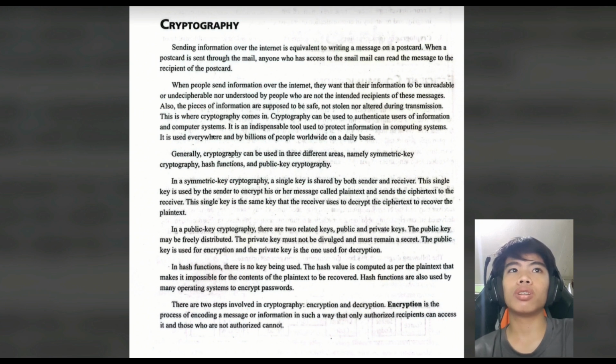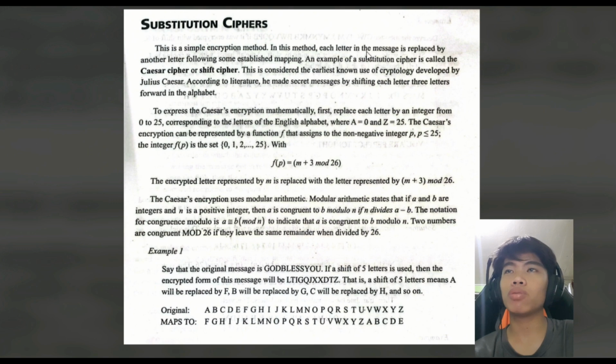So next one naman is the substitution ciphers. So substitution ciphers.